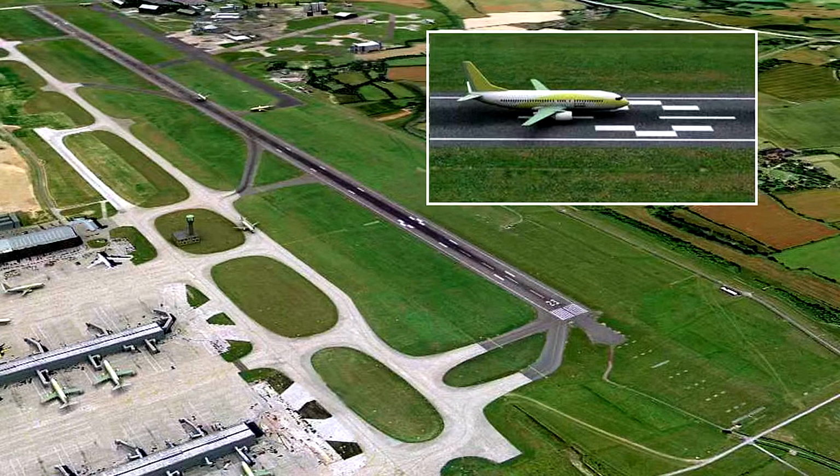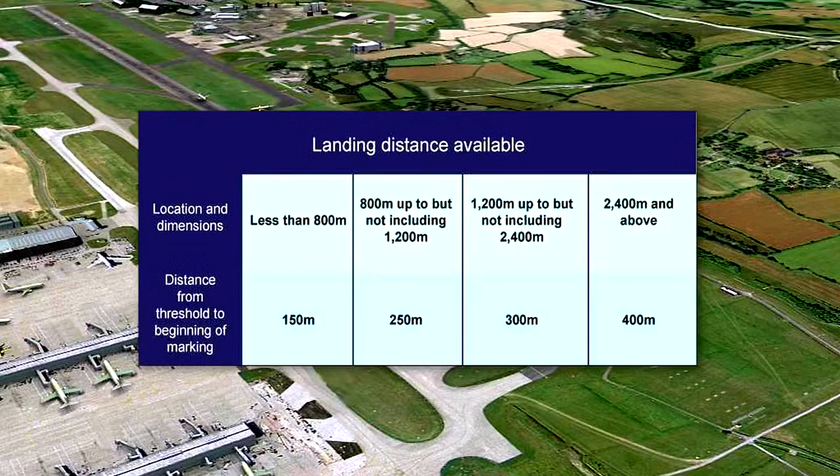An aiming point marker is to be provided at each approach end of code 2, 3 or 4 paved instrument runways. It will consist of 2 conspicuous stripes. The aiming point marking shall start no closer to the threshold than the distances indicated in the table shown here, except where a runway is equipped with a visual approach slope indicator system, when the beginning of the marking shall be coincident with the visual approach slope origin.